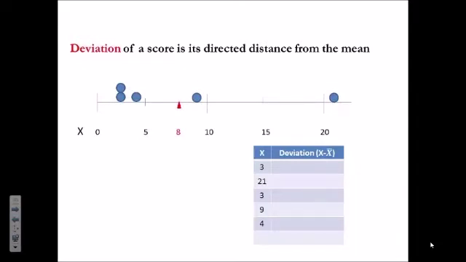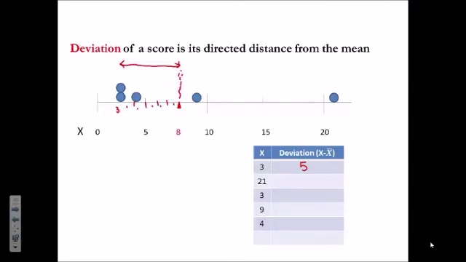The deviation of a score is its directed distance from the mean. In this case, the mean is 8. How far is 3 from 8? From 3 to 8. Well, we could count the boxes. 4, 5, 6, 7, 8. So that's 1, 2, 3, 4, 5 boxes. But it's going to be a directed distance.